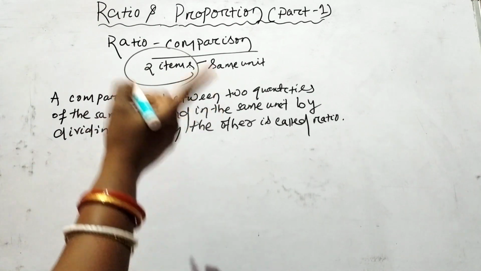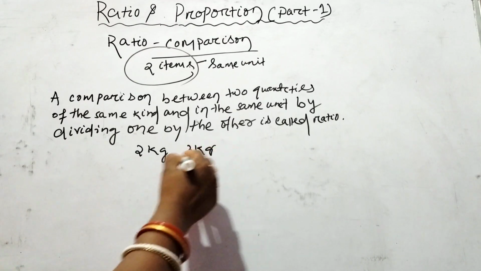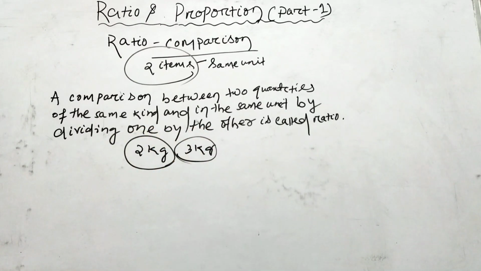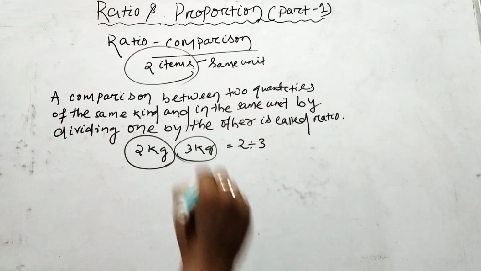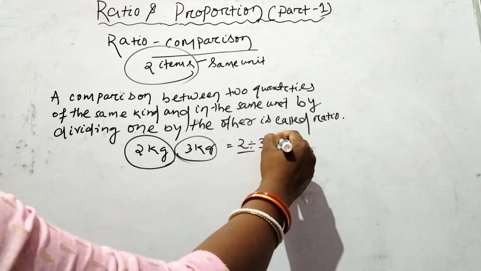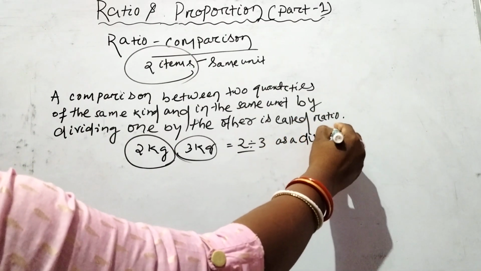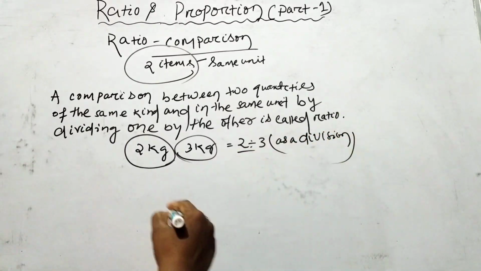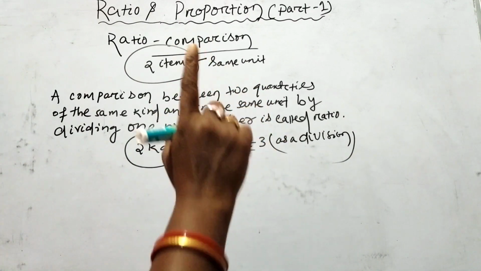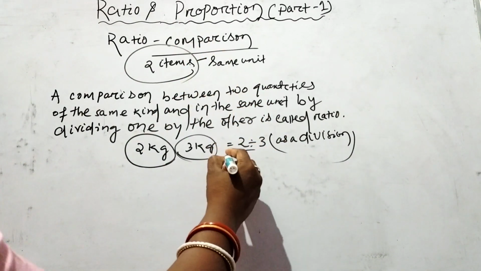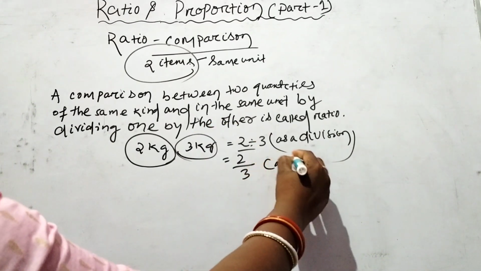Suppose I compare 2 kg and 3 kg. First thing, both units are the same. Then we can divide, that means 2 divided by 3. It is in the division form. Every ratio can be converted into A by B, that means in the fractional form, 2 by 3 as a fraction.